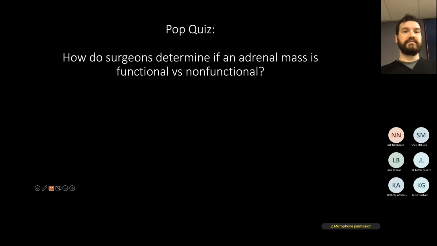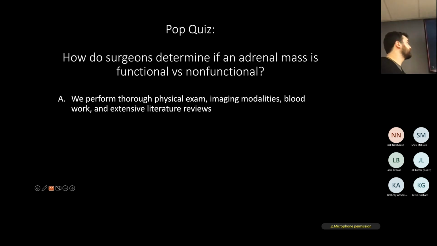So pop quiz. How do surgeons determine if an adrenal mass is functional versus non-functional? This is multiple choice. So A, thorough physical exam, imaging modalities, blood work, extensive literature reviews. Show of hands. No one.